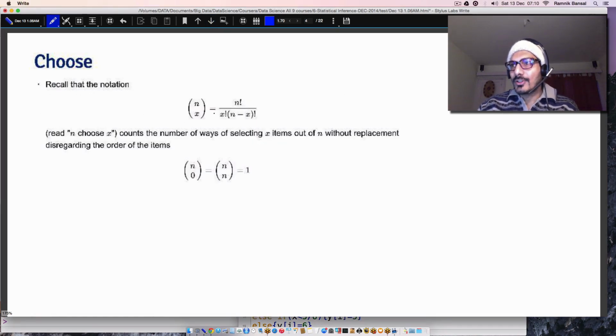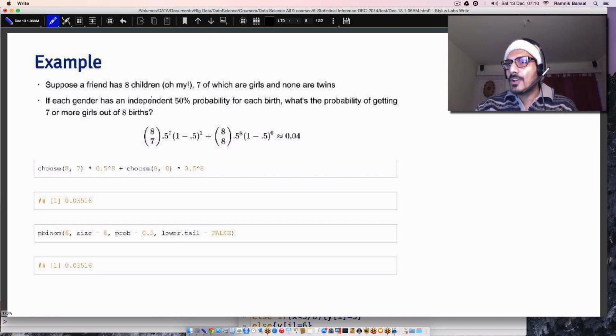So we can recall this notation. I'm saying this is what it is: n factorial divided by x factorial and n minus x factorial. So read n choose x. We know that nC0 and nCn are equal to 1. So let's look at an example.